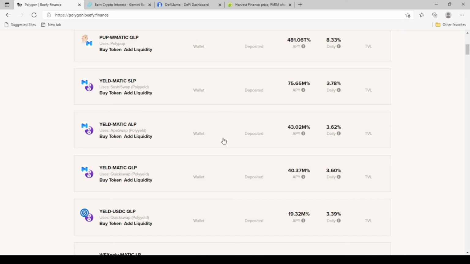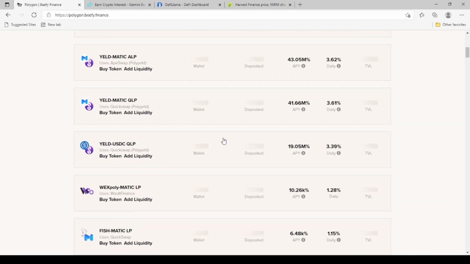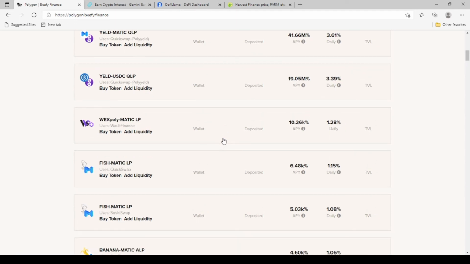And then there are also what they call soft rugs, where the project will be around for a while, but after a while the profits die down and the developers just leave. So it's not as malicious, but it's still kind of a jerk move, because people were depending on these projects to give them extra yield, and then they just walk away. So that's not cool.